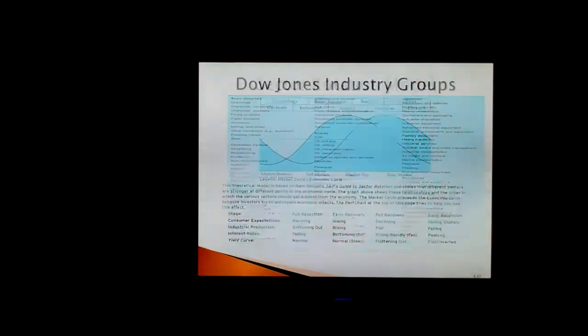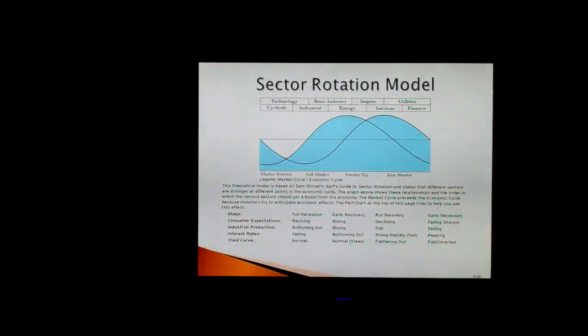Okay. And this is just talking about sector rotation. So we have technology, basic industry, staples, utilities, cyclicals, industrials, energy, service, and finance. So it's just talking about the theoretical models based on Sam Stovall's S&P Guide to Sector Rotation. He's just a big name in that type of portfolio management. The graph above shows these relationships in the order in which various sectors should get a boost from the economy.